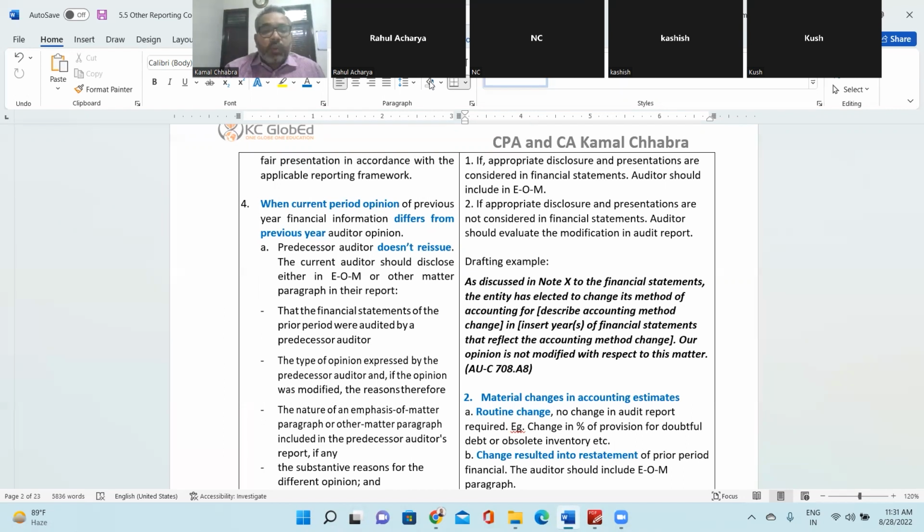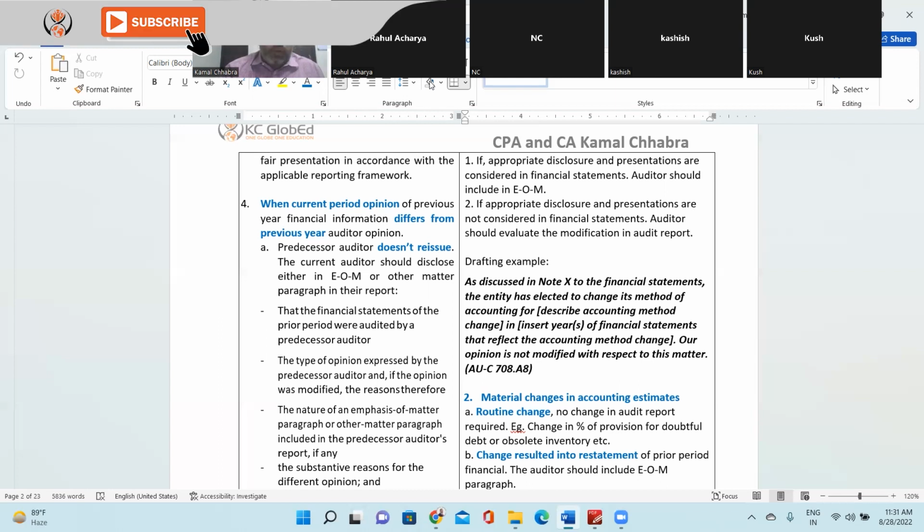So as discussed in note number 10 to the financial statement, the entity has elected to change the method of accounting from FIFO to weighted average method in the current year of the financial statement that reflects the accounting method change. Our opinion is not modified with respect to the matter. So when you are putting only an emphasis of matter paragraph, that is one case. But when you are giving a qualification, when there is a difference and management has not made the respective changes, in that scenario you will be putting a different language, which is more of qualification language.